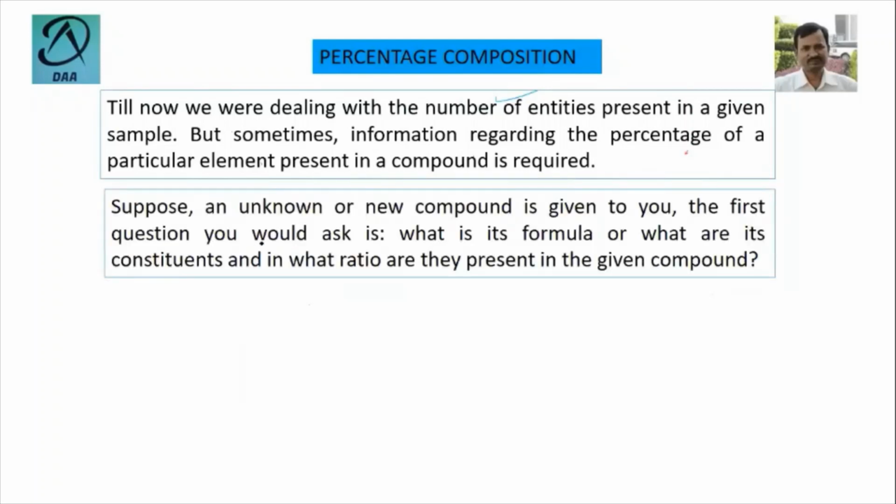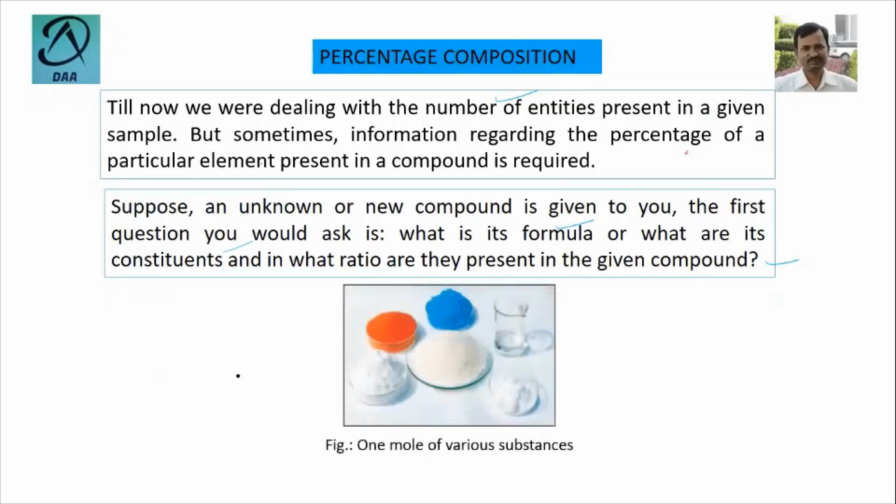Why? Because for any unknown or new compound, you have to ask what its formula is, what its constituents are, and what the ratio of the elements present in the compound is. For all this, you need the percentage composition of the elements in that particular compound to get its formula. For example, 1 mole of various substances: you can see in the figure that the amounts are different, but in each pot the substance is 1 mole.